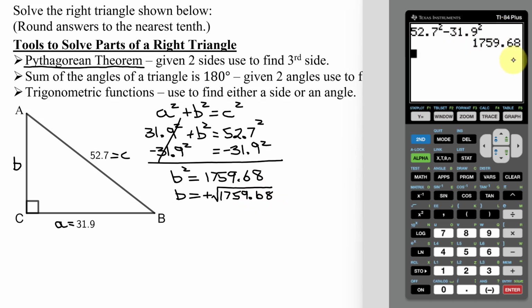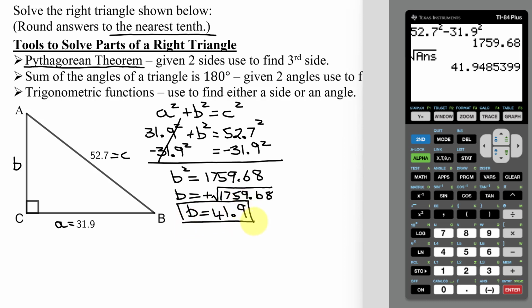So what is the square root of this number? Use second x squared, which gives me the square root. I'm just going to use the answer key that's in blue above the negation key. So it's second negative. And now all I have to do is hit enter. And I need to round to the nearest tenth. That's the position of the 9. The 4 is going to leave the 9 alone. So I know that b equals 41.9. So I found the unknown side.